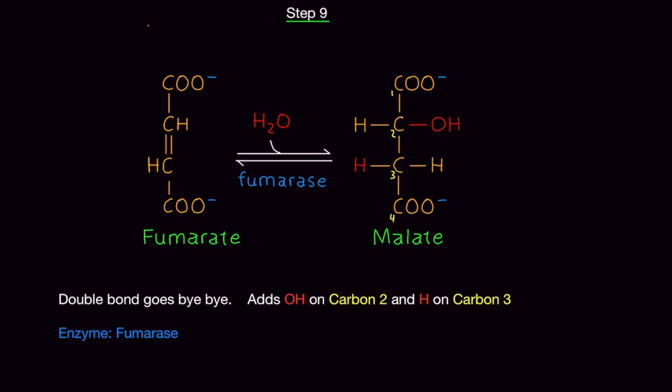Step 9. Here, pretty simple. We have the fumarate we created in step 7. We're going to use the enzyme fumarase and add water. This will help us break the double bond that we formed, and create an OH group on carbon 2 and a hydrogen on carbon 3. So the double bond goes bye-bye. That's it. And this creates malate.